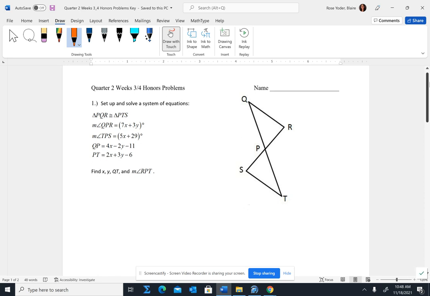The two triangles are congruent to each other, so we need to make sure that we understand what matches up with what. So angle QPR, an expression for that is given, and angle TPS, an expression for that is given as well. We didn't even need to know that the triangles were congruent in order to know that those angles are congruent because they're vertical angles. So let's start by setting those expressions equal to each other.